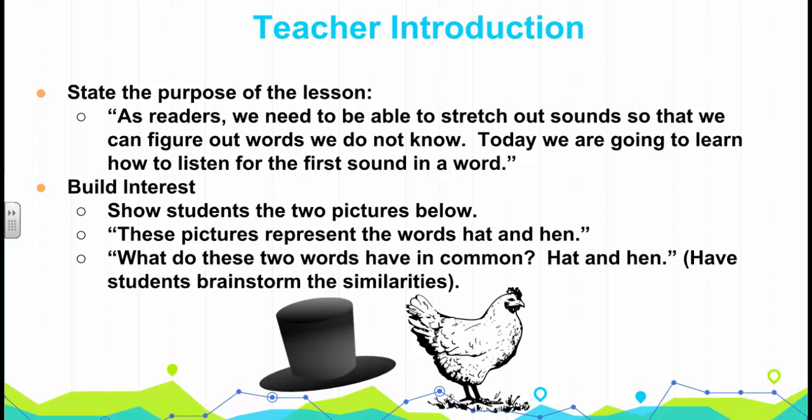Next, build interest by showing students the pictures of a hat and a hen. Tell the students the names of the pictures and ask students to comment on what is similar about the words. If possible, guide students to the realization that they both begin with the same sound. The purpose of this is to begin the thought process of isolating certain sounds.